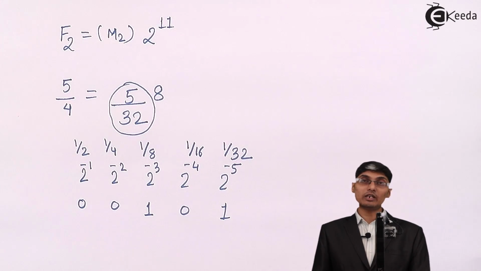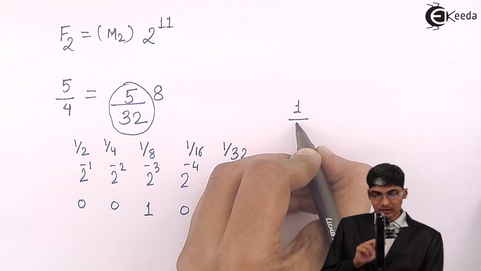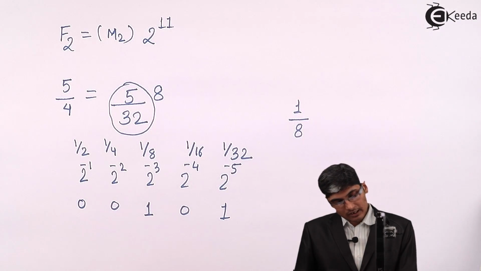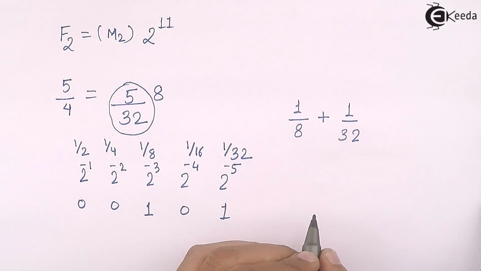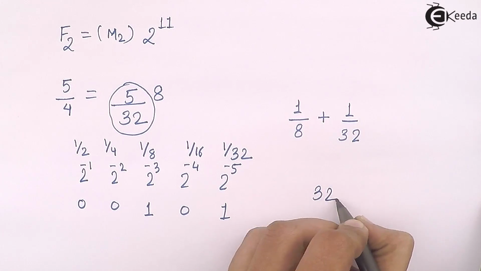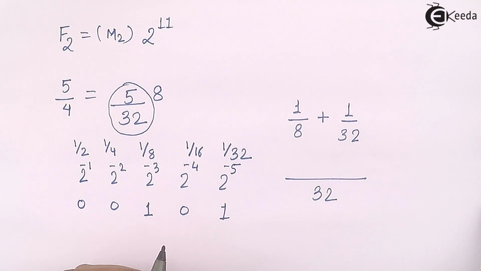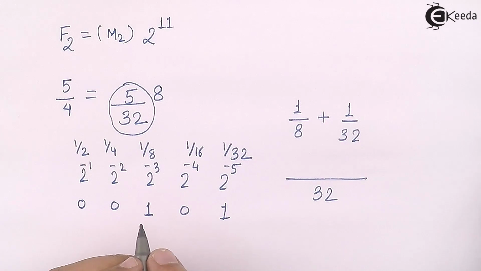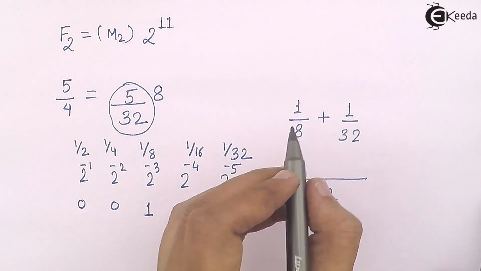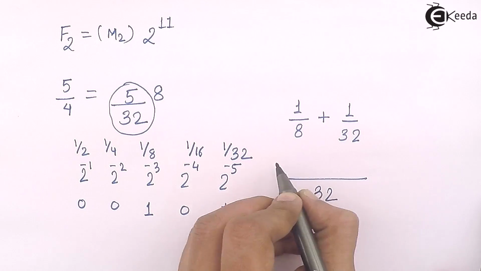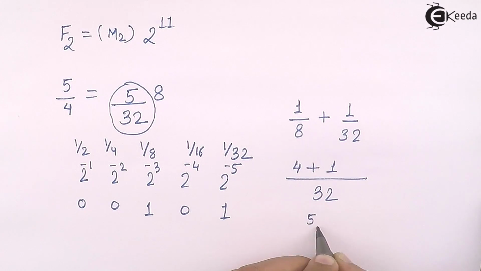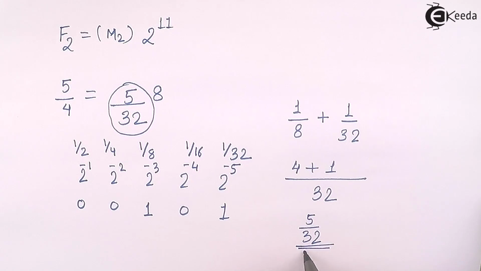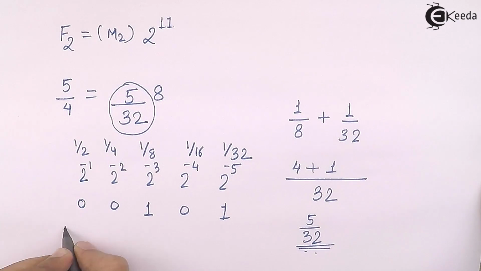If you are not very sure about it, let us check. I have put 1 under 1 by 8. So I am getting 1 by 8 plus 1 by 32. If I take the LCM of this, I am putting 32 over here. I am not putting 8 below. I am putting the highest number below, that is 32. Then 4 8s are 32 plus 1 over here. It will give me 5 by 32.